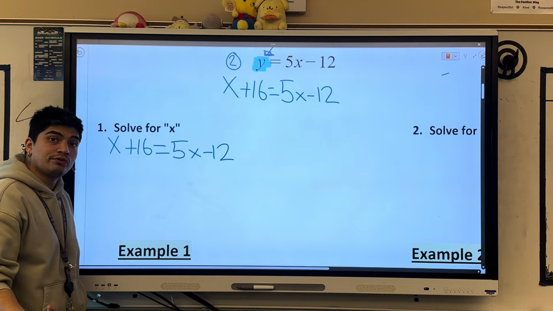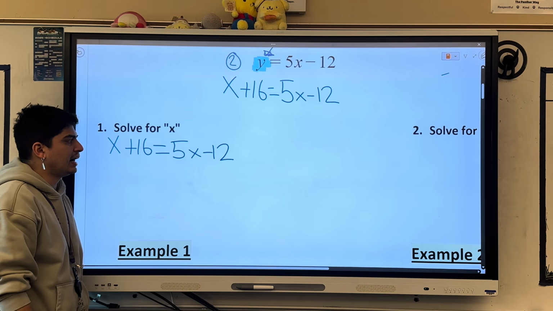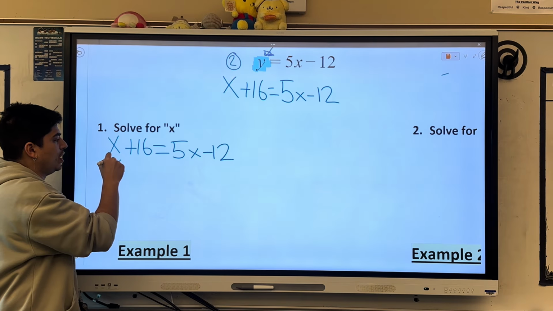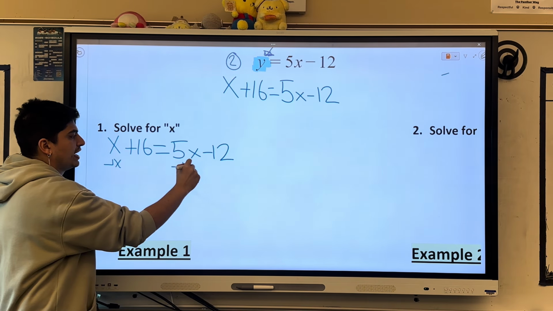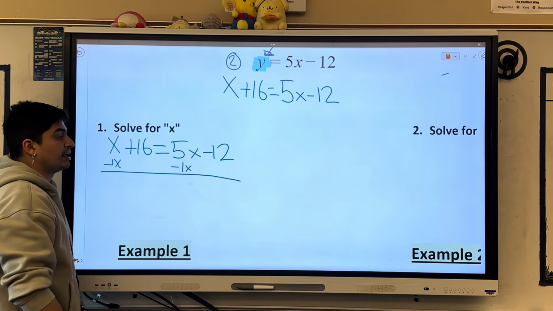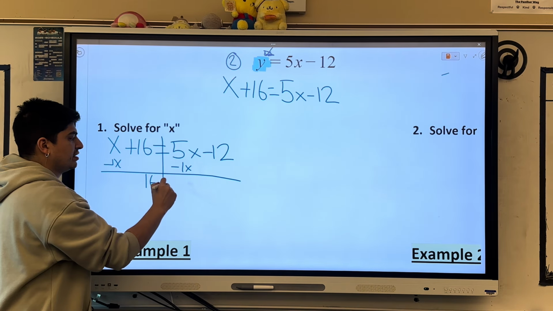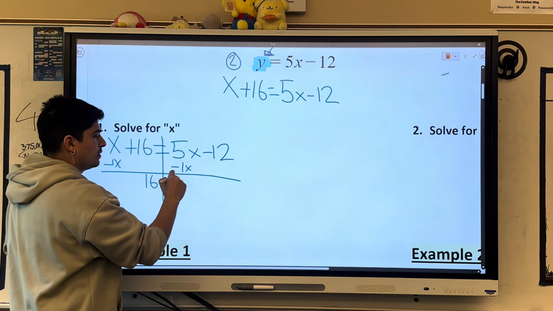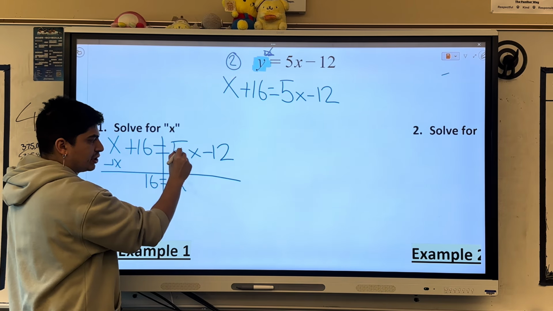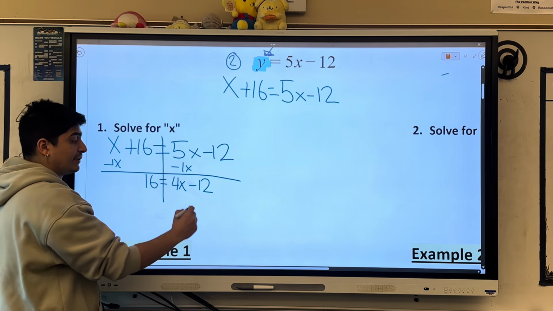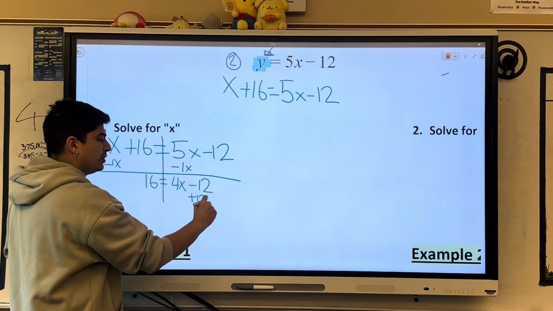If I'm going to solve this, there are quite a few ways, but I'm going to go ahead and do minus 1x from both sides, minus 1x from both sides. I'm solving for a variable, solving for x, and now I have 16 is equal to 4 x's, because I took away 1, minus 12. From here, I'm going to go ahead and add 12 to both sides.